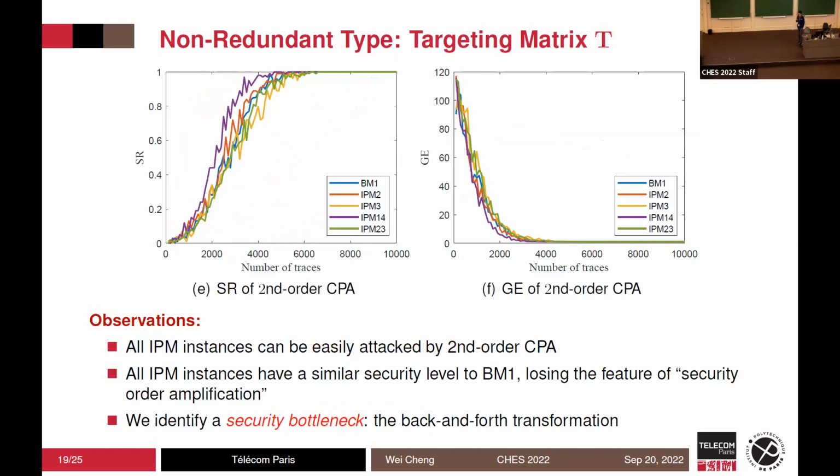Next, we try to validate the security bottleneck as we identified before. Basically it's code-based masking transformed to Boolean masking, and then going back to code-based masking. But if we target the T matrices, which are only Boolean masking, we find that all the cases collapse to Boolean masking. That means if we cannot fix the issue in the transformation, there is no meaning in using code-based masking, because it's almost the same as Boolean masking. So this is the no-redundancy type.